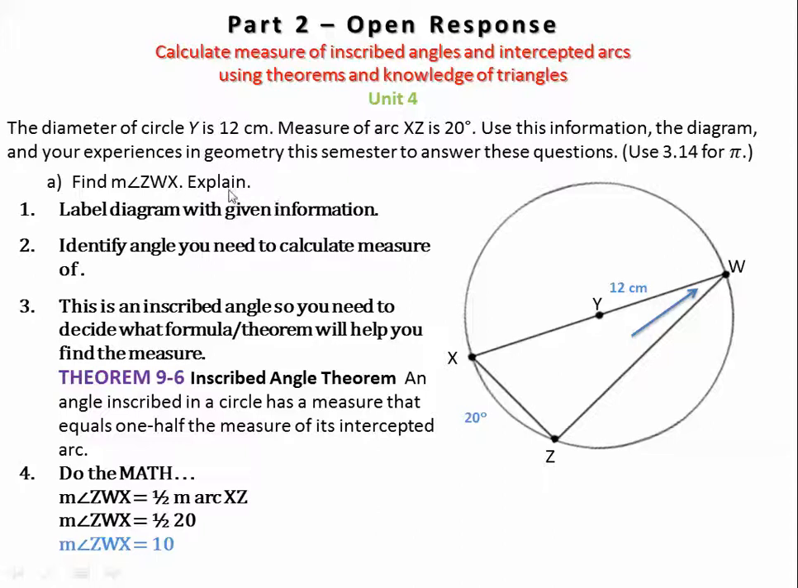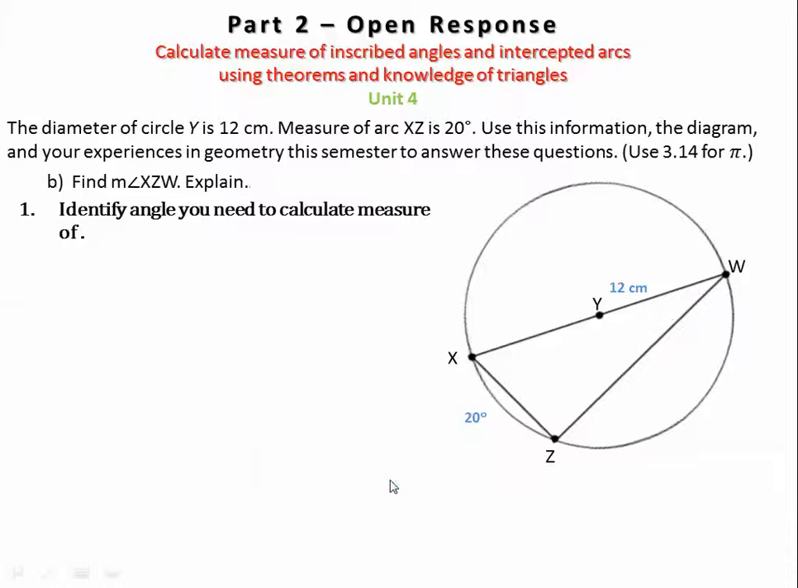Now the explain part is going to be the words in theorem 9.6. Don't tell me theorem 9.6. You need to tell me that an inscribed angle has a measure that equals 1/2 the measure of its intercepted arc. That is explaining.